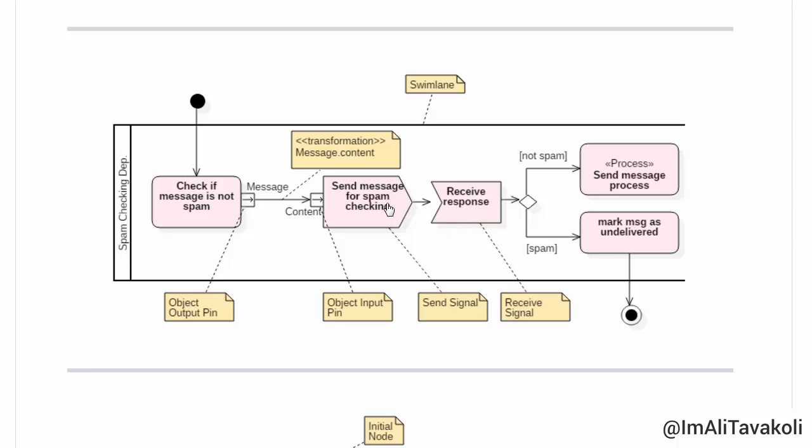So after the results come to our system, we will receive them by the receive response action, and then we will go to a decision. If it's a spam, mark the message as undelivered and end the process. If it's not a spam, then do the send message process. And this is not a simple action, because we have defined it by the process stereotype.